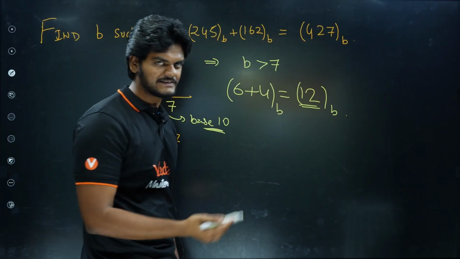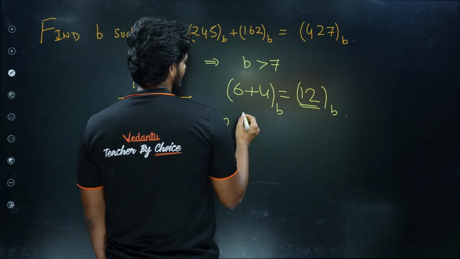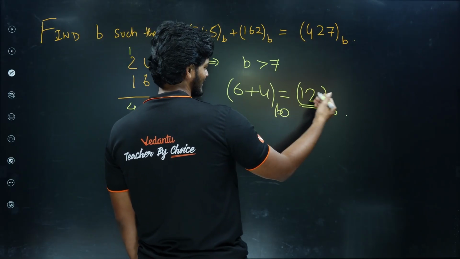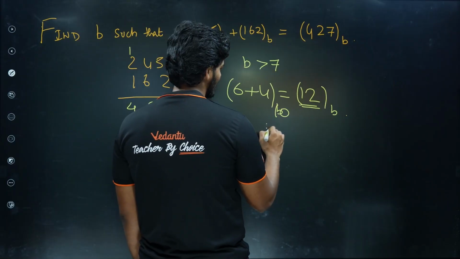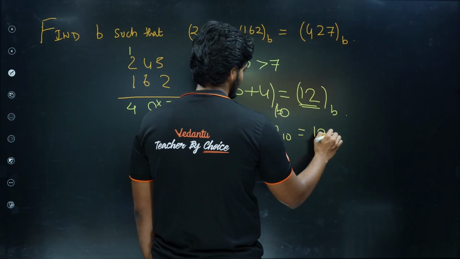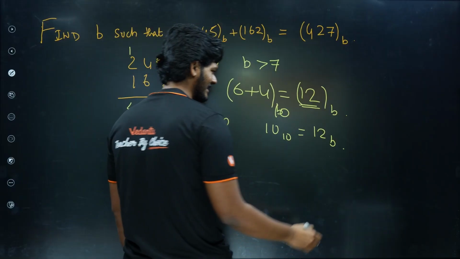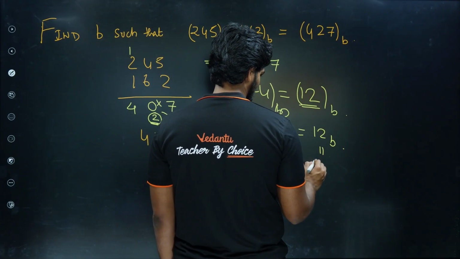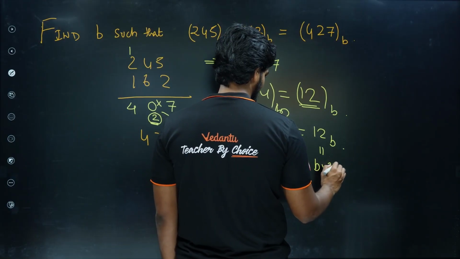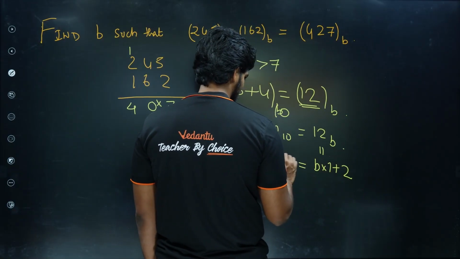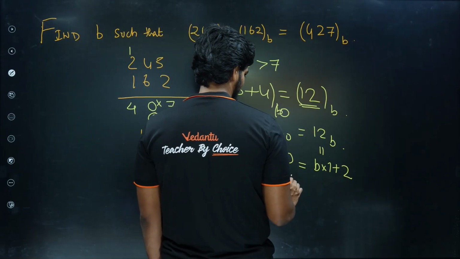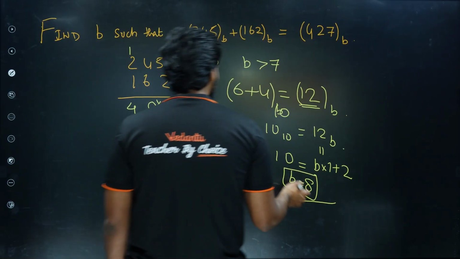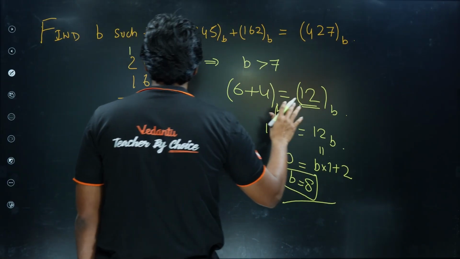From here itself it is very easy to see. 6 plus 4 in base 10 is 12 in base b. So can we say 10 in base 10 is equal to 12 in base b? Base b means b times 1 plus 2, and this is 10. So b has to be 8. So b is equal to 8 should work.